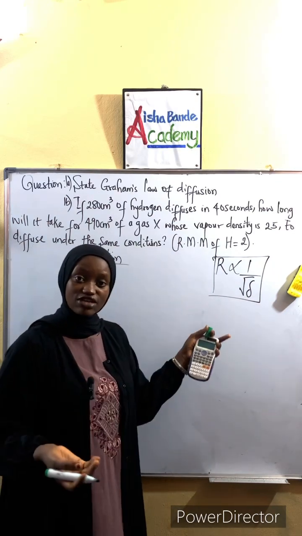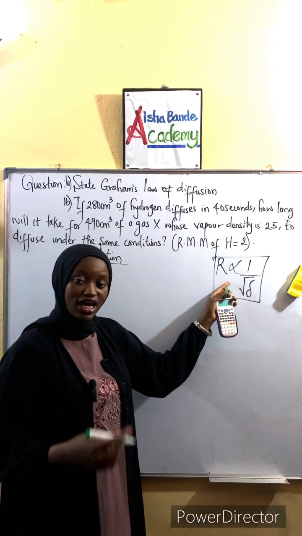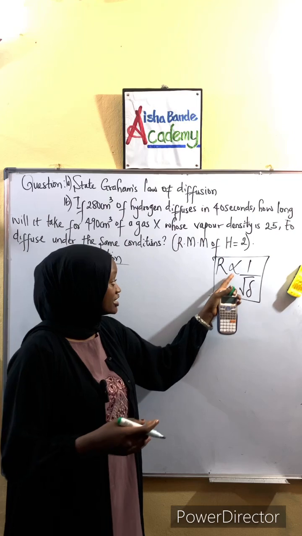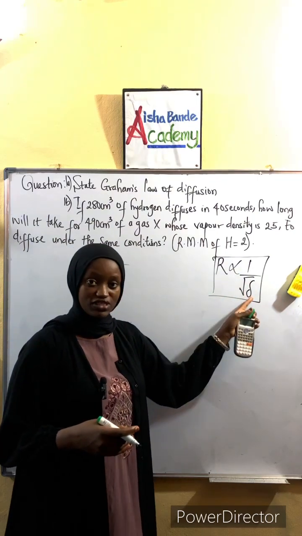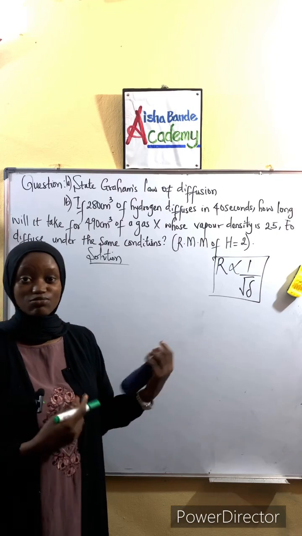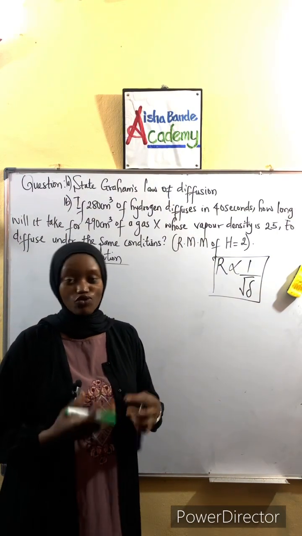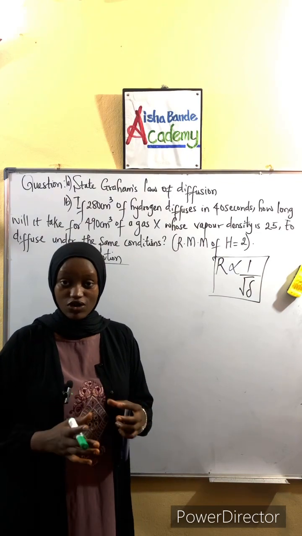Mathematically, after stating the Graham's law, this is how you represent it: the rate of diffusion of a gas at constant temperature and pressure is inversely proportional to the square root of its density. So that answers the first question. So let's move on to the second, which is the calculation part, and which is our bone of contention on this page. That's our interest.